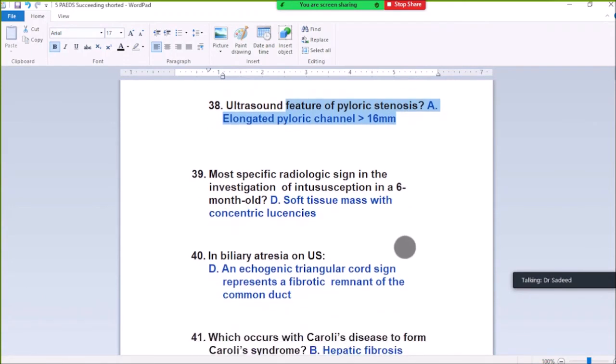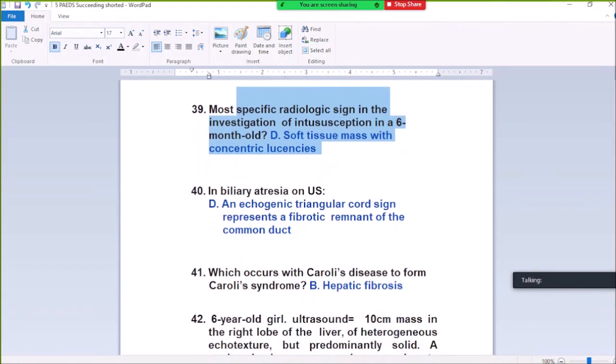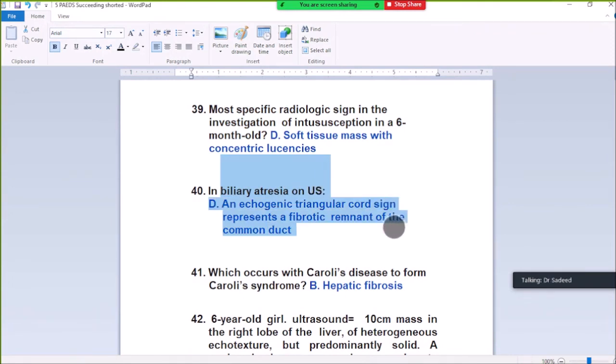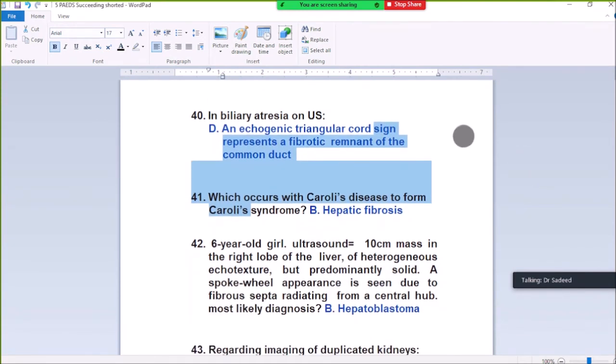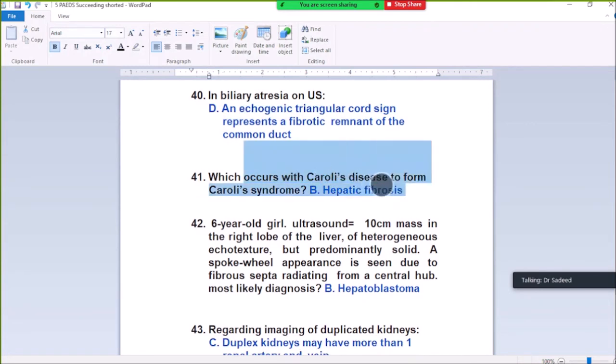39. The most specific radiological sign of intussusception in a 6-month-old child is the soft tissue mass with crescent lucency, which shows intussusception. 40. In biliary atresia on ultrasound, the echogenic triangular cord sign represents a fibrotic remnant of the common duct. Triangular cord sign shows fibrotic remnant of the common duct. 41. Which occurs with cardiac disease to form Caroli syndrome, hepatic fibrosis.